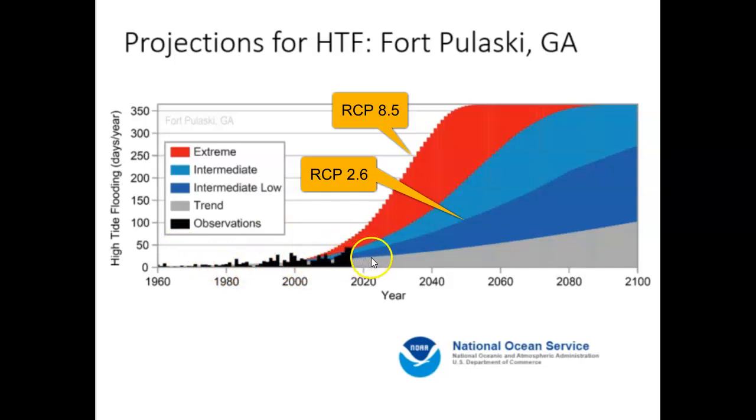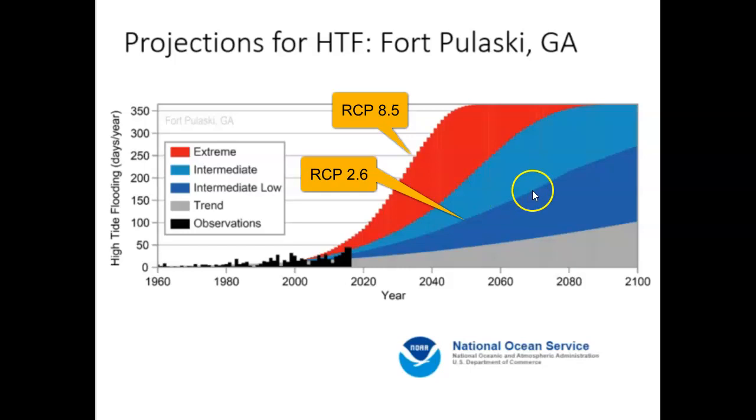If you just extend that line outward, that's the amount of high tide flooding you can expect to see into the future. And so you could see that by the year 2100, we would expect to see high tide flooding on 100 days out of the year. That's nearly 1 out of every 3 days in the year, a high tide flooding event.